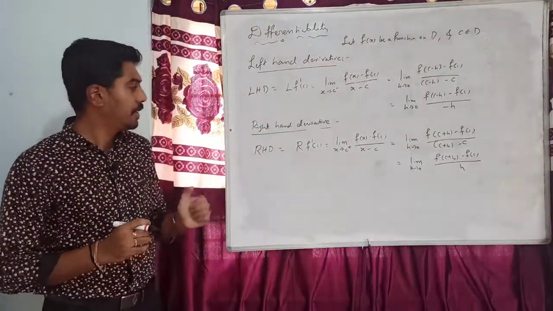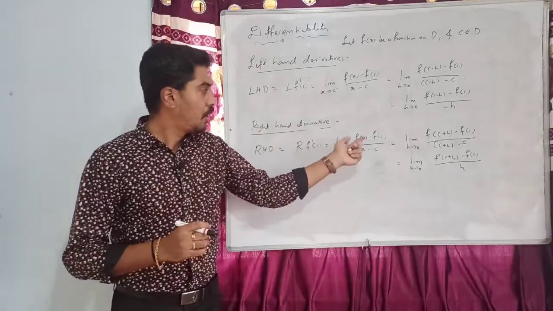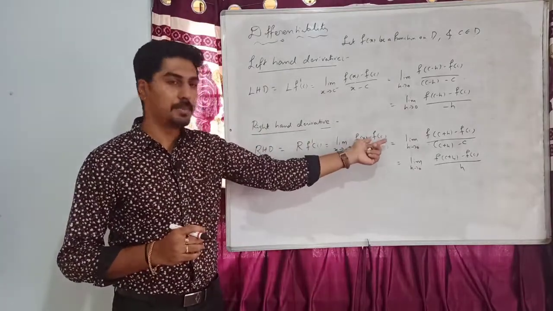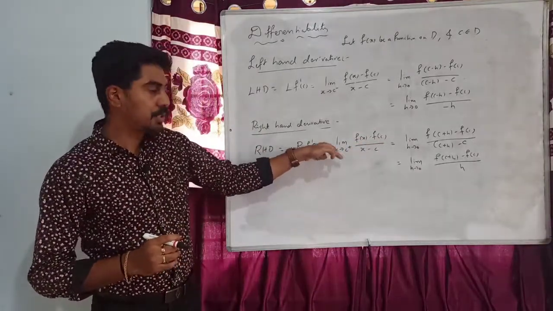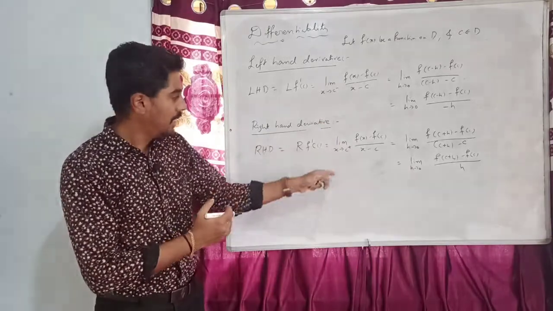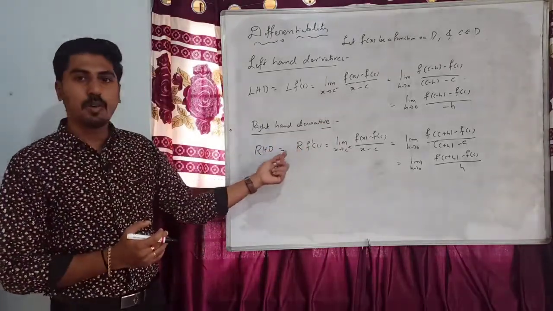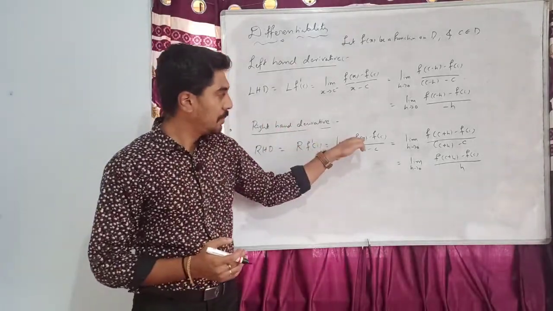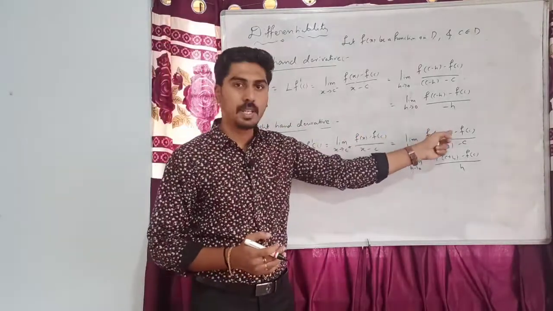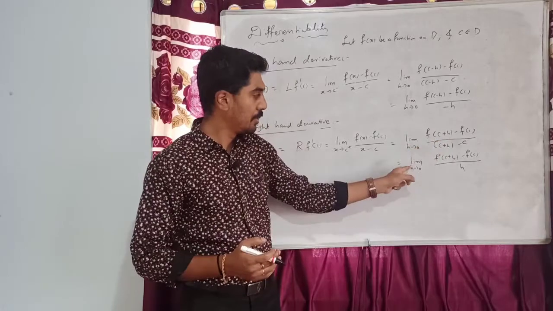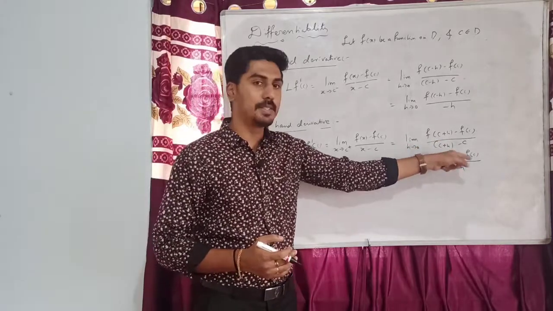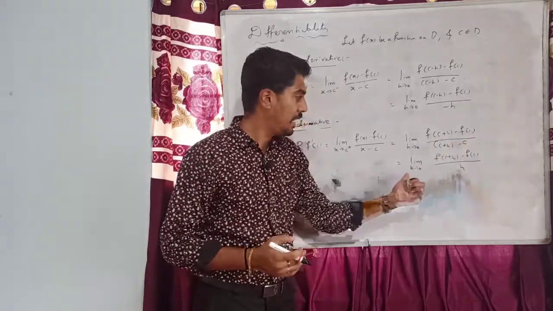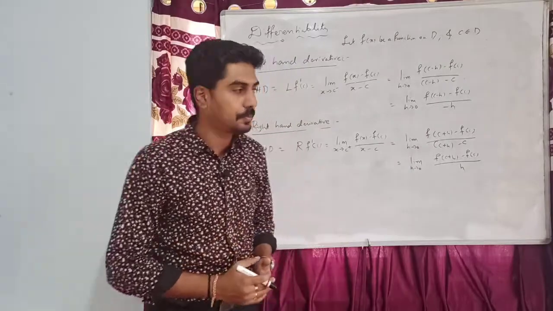Similarly, the right hand derivative is the limit of f of x minus f of c divided by x minus c as x tends to c from the right hand side. It is denoted by R of f dash of c or RHD. To find out this limit, we substitute x equal to c plus h. So this will be equal to limit of f of c plus h minus f of c divided by h as h tends to 0.